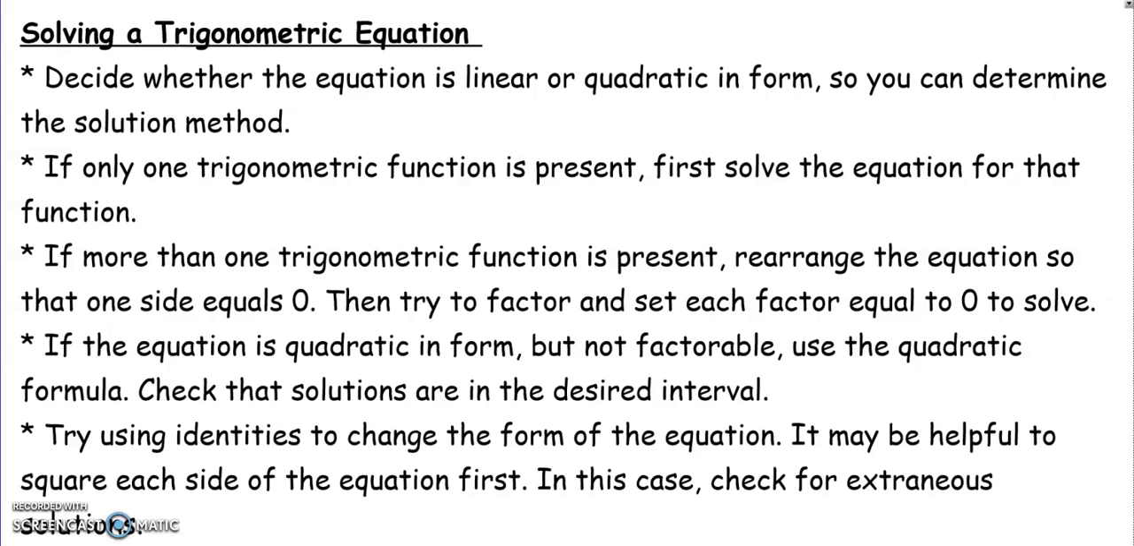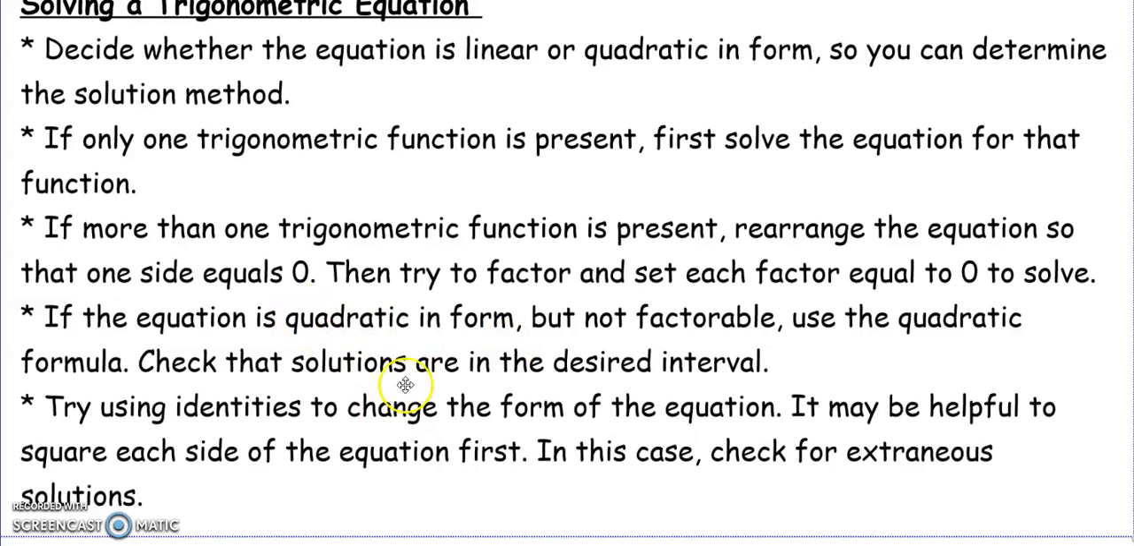Now here's some tricks and hints to help us solve these. So look at the form. Is it linear? Is it just one trig function, or are there a couple? Is it a square in there? That's the quadratic. If we only have one trig function present, first solve the equation for that function, and then use your inverse trig function. If we have more than one trigonometric function, rearrange the equation so that one side equals 0. Factor it. If the equation is in quadratic form but not factorable, use a quadratic formula. Check, make sure our solutions are in our desired interval.